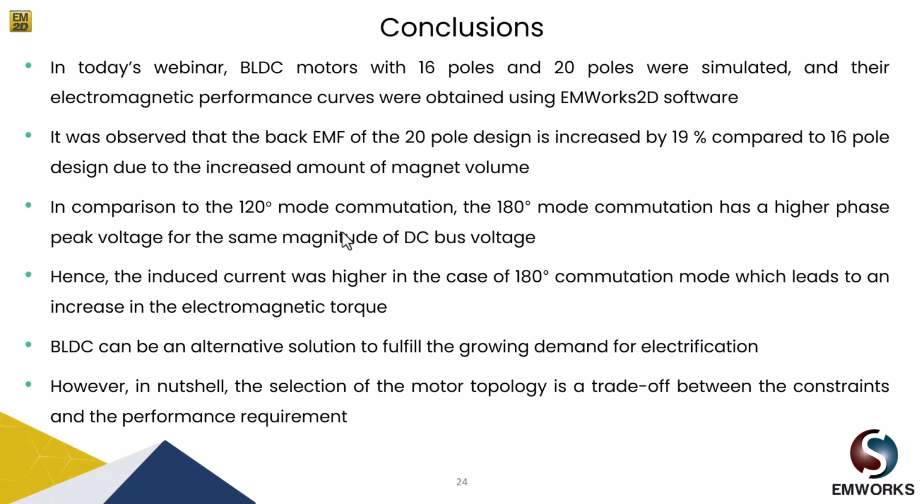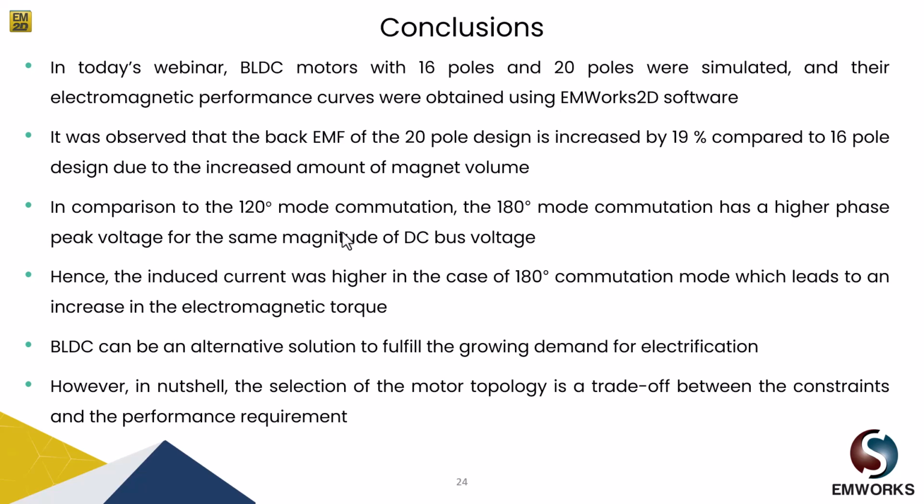As I said in the summary table, it was observed that the back EMF of the 20 pole design is increased by 19% compared to the 16 pole design, and it's all due to the increase in the amount of magnet volume. In comparison to the 120-degree mode commutation, we also observed that for the same DC bus voltage, the peak phase voltage was higher for 180-degree mode, and hence it leads to an increase in the electromagnetic torque. Therefore, BLDC motors are considered as an alternative solution to fulfil the growing demand of electrification.